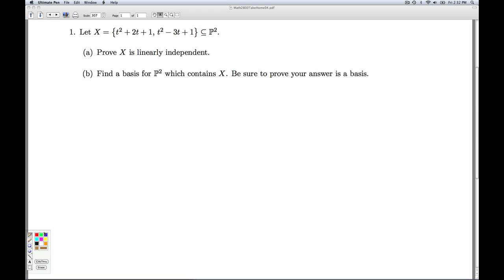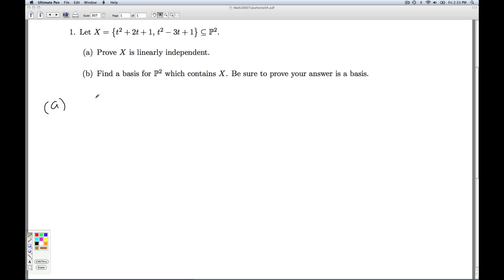We're given a set of two vectors, two polynomials in P2. We're asked to prove that the set is linearly independent. So there are two ways to proceed here. We can do the old linear combination approach, and prove that the only c1 and c2 that work are c1 equals c2 equals 0. So the only linear combination that gives you the zero vector is the trivial linear combination. We could certainly do that, and that's not that hard to do.